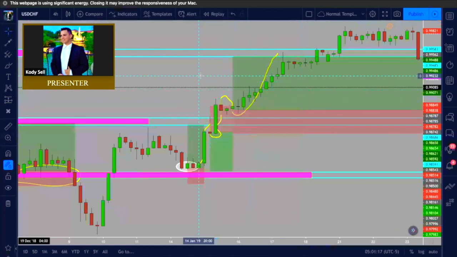But if you doubt yourself or if you're scared, you don't press the button, you're not going to catch those pips. You're not going to make the money. You can't make money if you don't click the button. You can't take a loss if you don't click the button either. But you can't make money if you don't click the button.